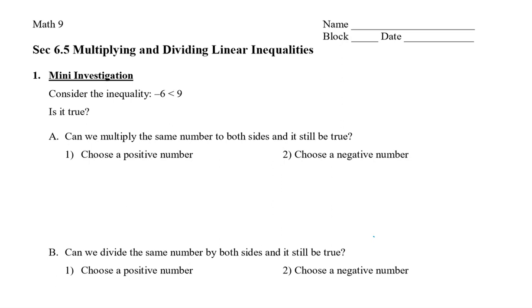So let's consider the same inequality we had before, which is -6 is less than 9. So is this true? So like before, yes, this is true. So -6 is less than 9. Now, let's take a look at what happens when we multiply the same number to both sides and then still check to see if it's true.